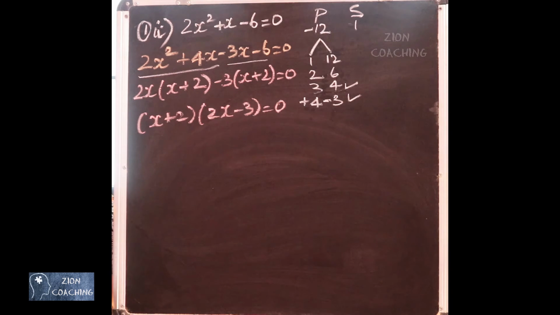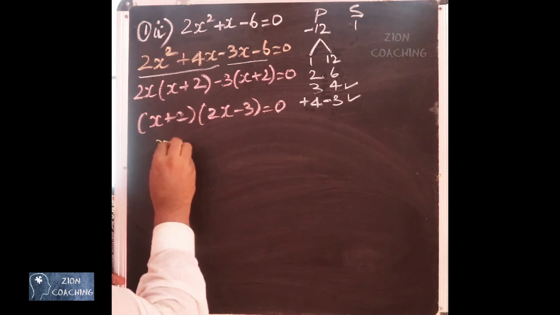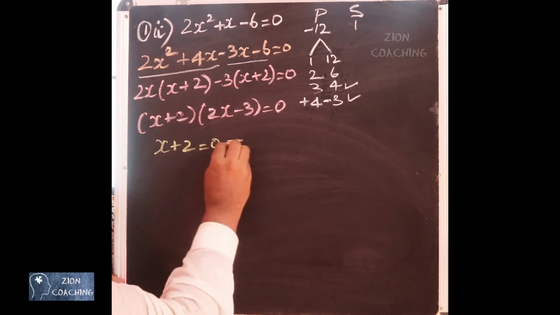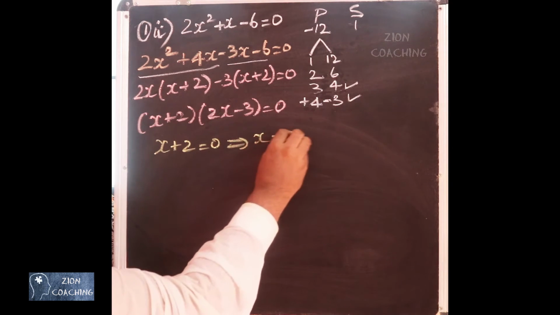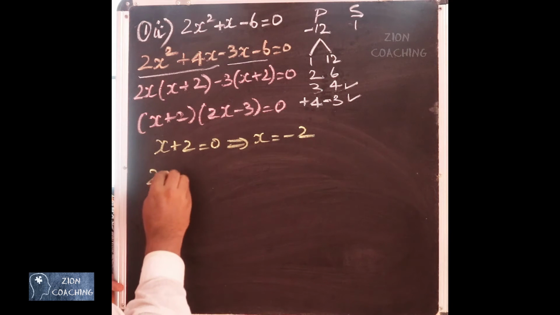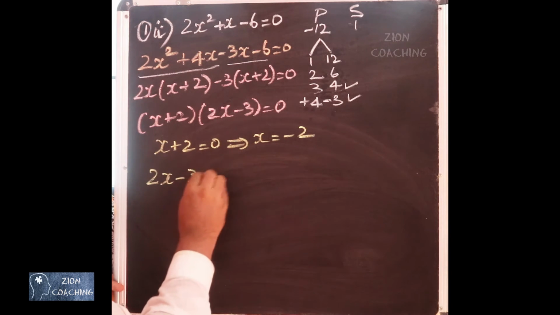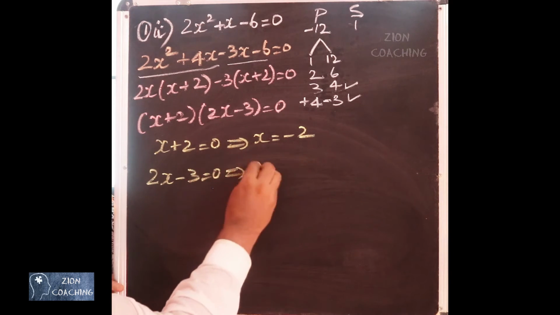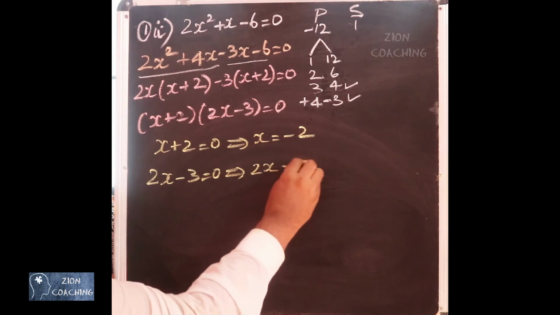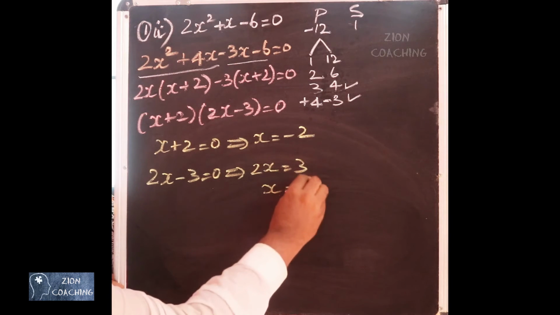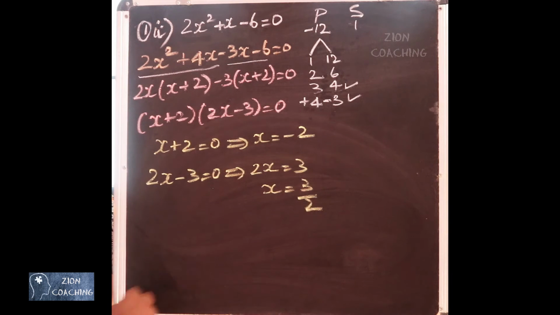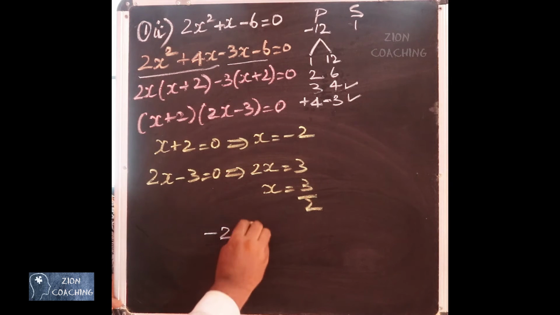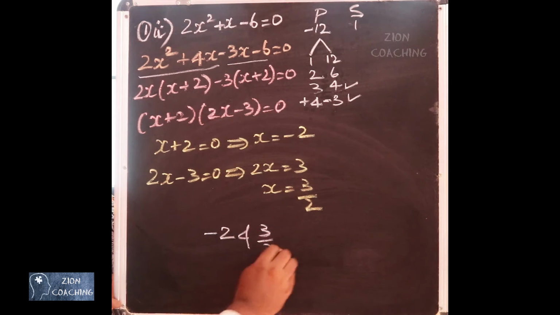When you equate x plus 2 equal to 0, that implies x is equal to minus 2. When you equate 2x minus 3 equal to 0, that implies 2x equal to 3, x is equal to 3 by 2. Now we have found both the roots of the quadratic equation. The roots are minus 2 and 3 by 2.